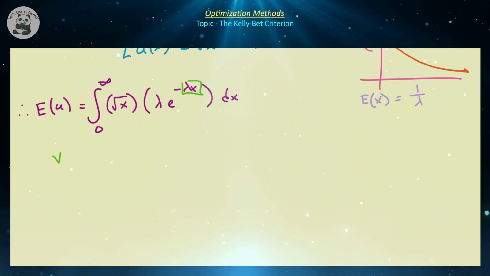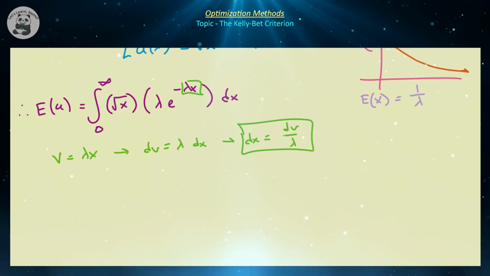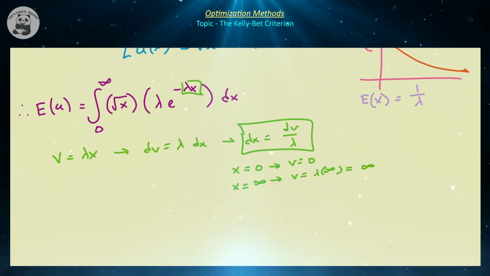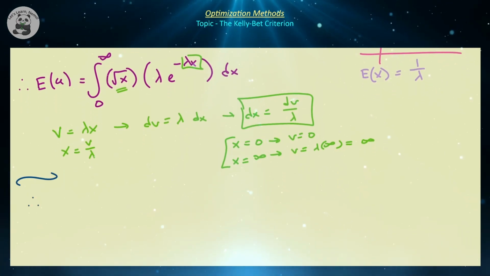So if I let v be equal to lambda x, then dv is equal to lambda dx, forcing dx to be equal to dv over lambda. Keep in mind, when x is equal to 0, we have v equal to 0. And when x is equal to positive infinity, we have v equal to lambda times infinity, and since lambda is positive, that's also infinity. So our bounds for our integral stay the same. Also, if v is equal to lambda x, that means x is equal to v over lambda for the substitution on that x term.